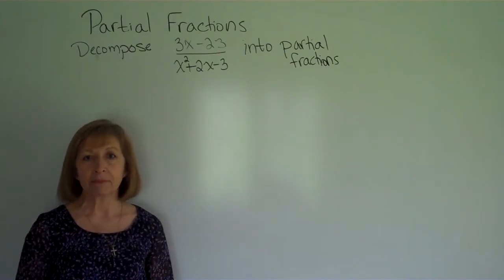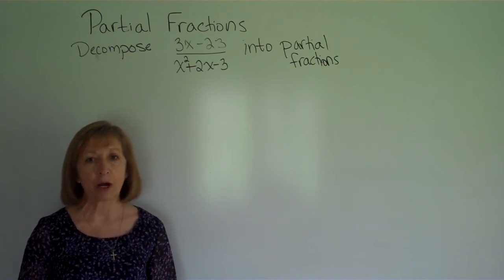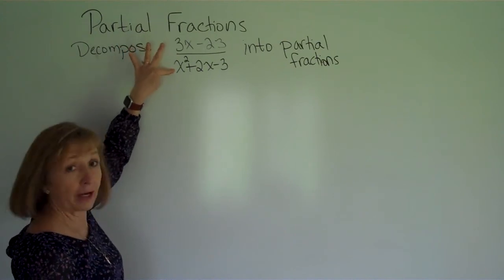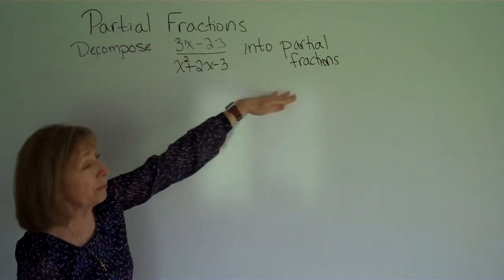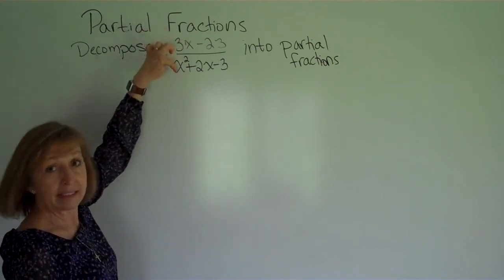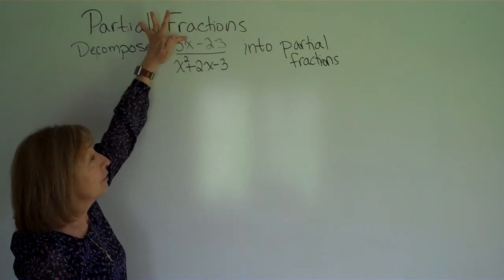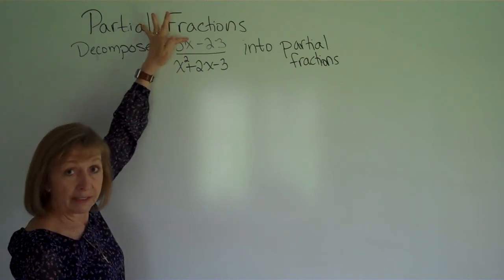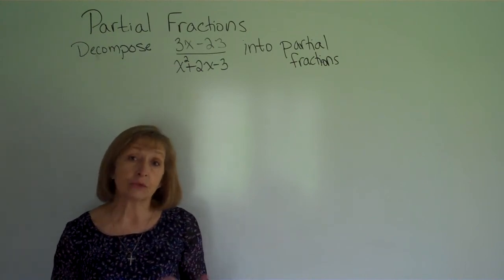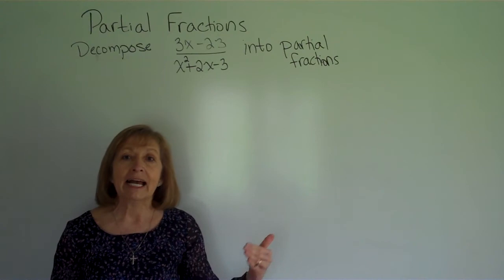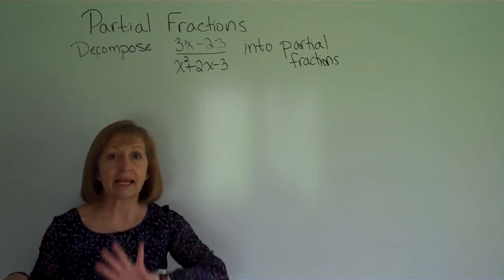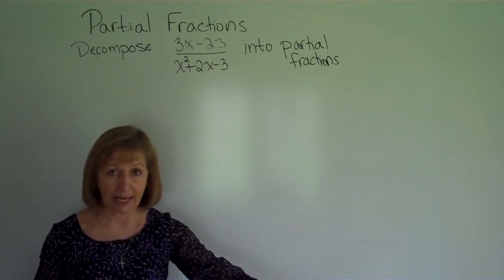Now let's look at another example of doing the partial fractions process. So here it wants us to decompose 3x minus 23 over x squared plus 2x minus 3 into partial fractions. So I first compare the numerator and the denominator. The numerator needs to be smaller degree than the denominator, and if it's not a smaller degree than the denominator, then you need to do long division to divide out the quotient part and have that listed first, plus, and then the partial fraction work after that.